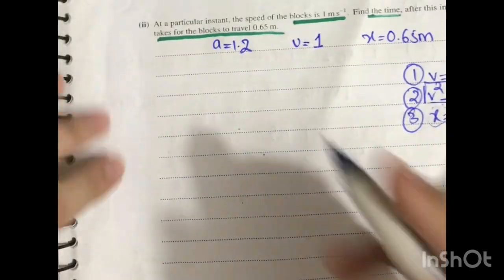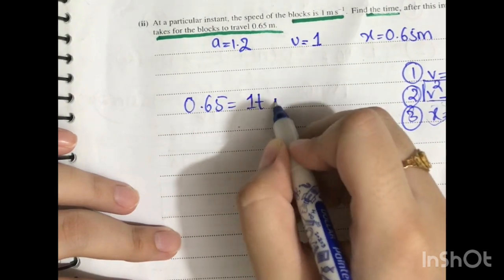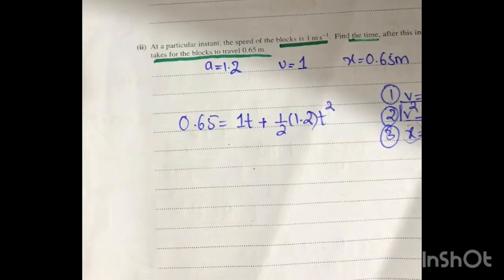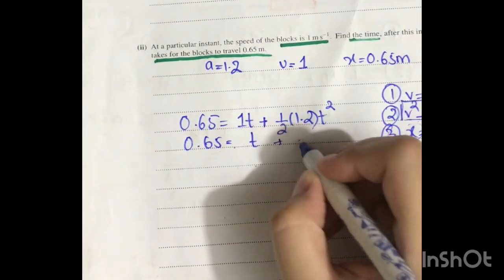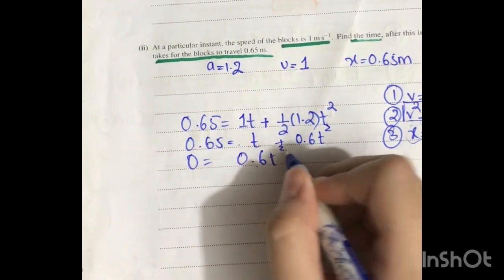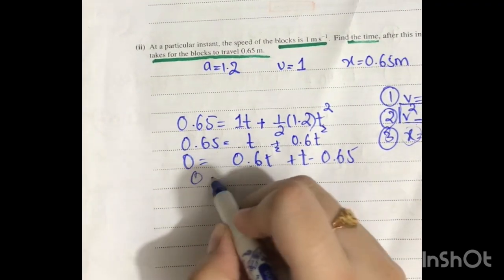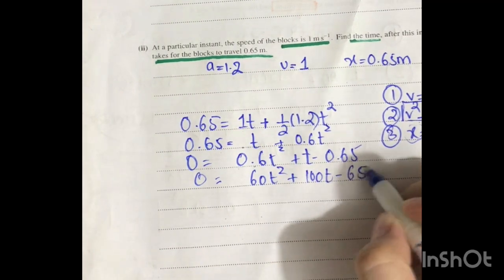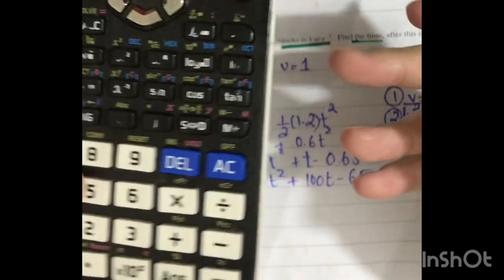So that means that 0.65 is equal to 1t plus half times 1.2 t squared. So 0.65 is equal to t plus 0.6 t squared. So we can rearrange it and write it as this, multiply both sides by 100, and we can solve it by applying the quadratic equation.